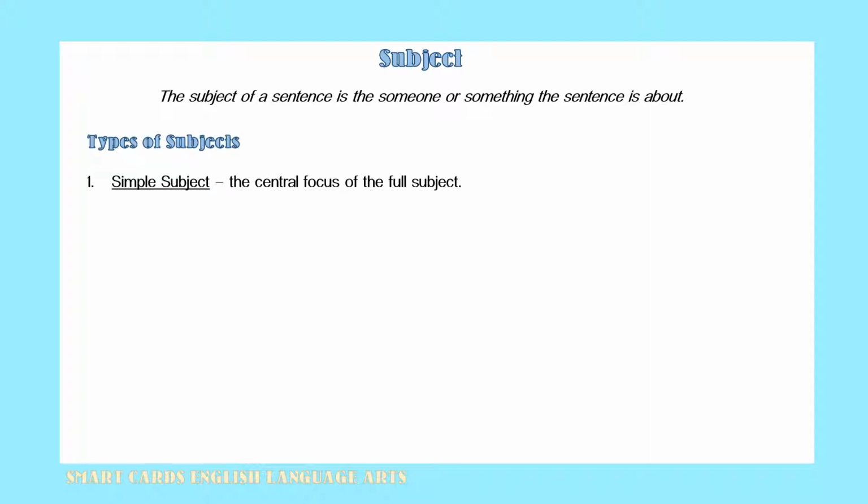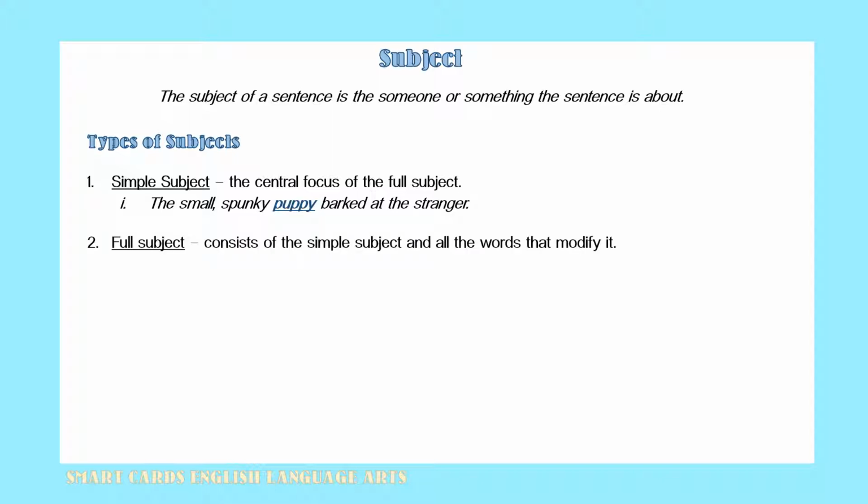We have a simple subject, which is the central focus of the full subject. For example, the small, spunky puppy barked at the stranger. Puppy would be the simple subject of the sentence. Then we also have the full subject. This consists of the simple subject and all the words that modify it. For example, the small, spunky puppy barked at the stranger. Small, spunky puppy is the full subject of the sentence.